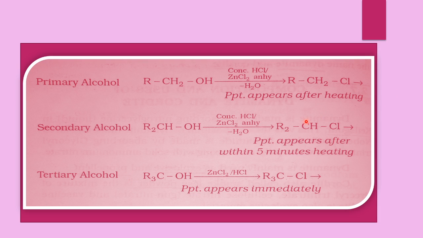This depends upon the appearance of the precipitate. Okay. After heating, if it gives a precipitate it is a primary alcohol, or if within 5 minutes of heating the precipitate appears, you say it is a secondary alcohol, and if the precipitate appears immediately, you say it is a tertiary alcohol. Okay, in this way you distinguish primary, secondary and tertiary alcohol.